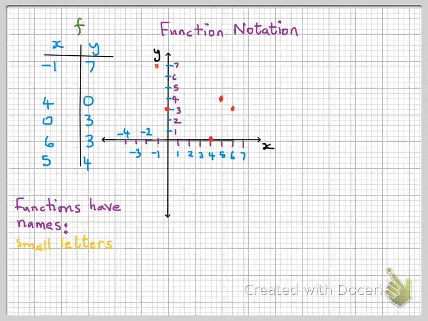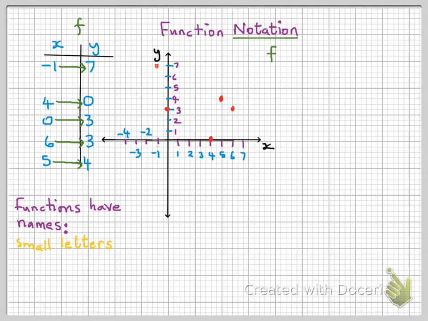So my function that we have described previously, I will name it. I will call it f. F for function is what I'm going to call it. This function relates -1 to 7, relates 4 to 0, relates 0 to 3, relates 6 to 3, and relates 5 to 4.